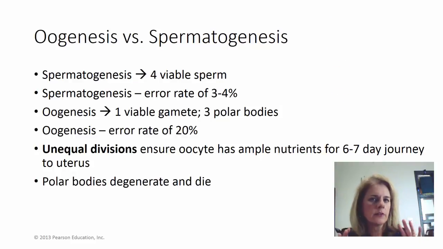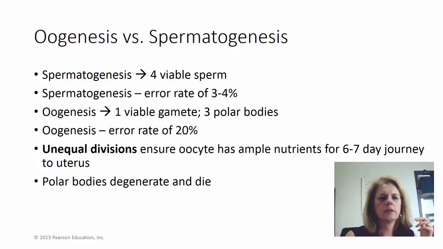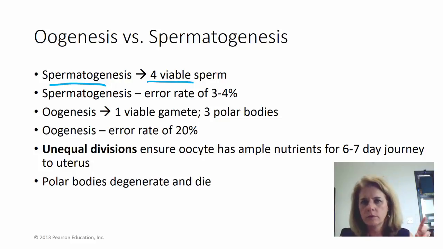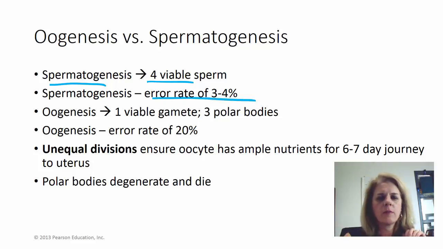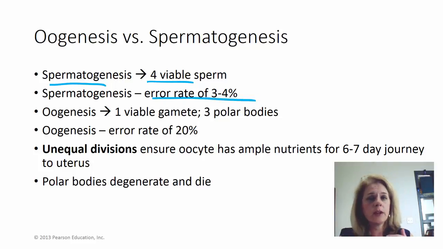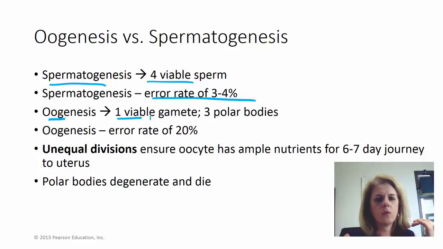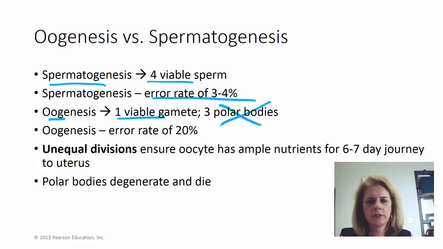So just as a review, the main differences between oogenesis and spermatogenesis. In spermatogenesis, you get 4 viable sperm, so one original cell gives you 4 cells. You get an error rate of about 3 to 4%, so it's pretty reliable. You don't usually have too many bad sperm. In oogenesis, from one cell you get 1 viable gamete. You get those 3 polar bodies that you can't use for fertilization. But there's a large error rate.